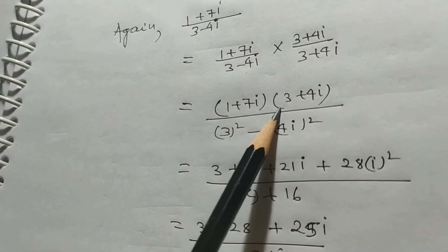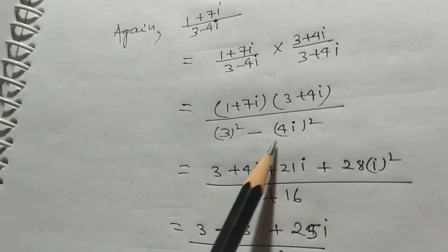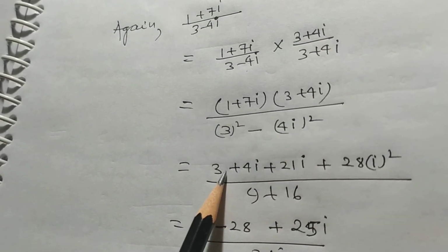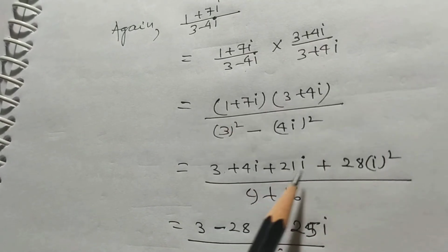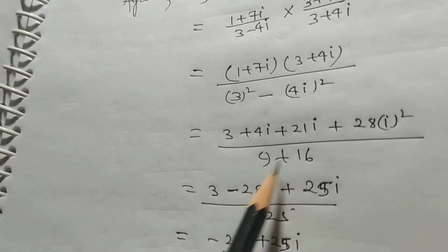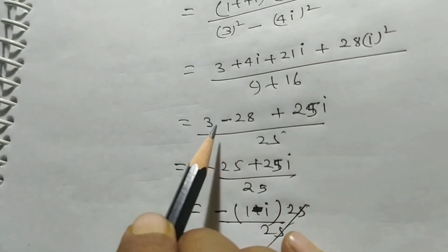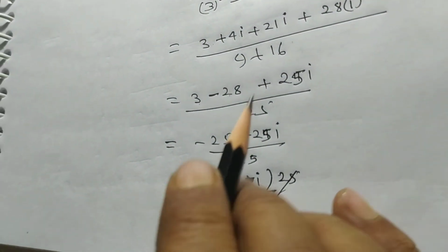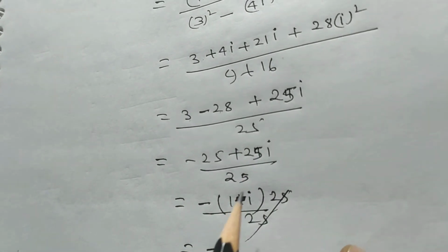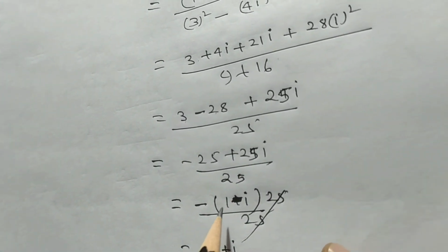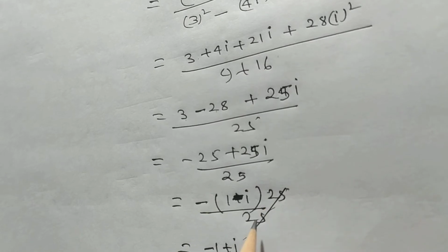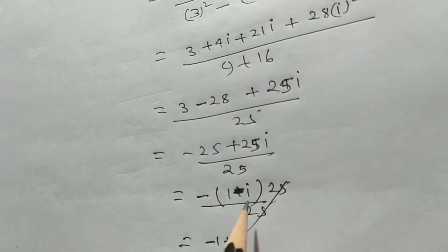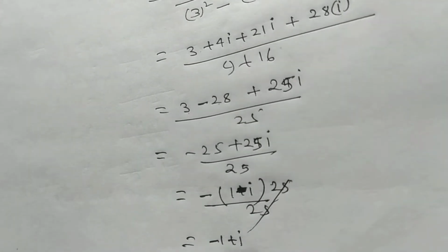1 plus 7i over 3 minus 4i into 3 plus 4i over 3 plus 4i. 1 plus 7i into 3 plus 4i, over 3 square minus 4i square. 3 plus 4i plus 21i plus 28i square, over 9 plus 16. That is 3 minus 28 plus 25i by 25. This is minus 25 plus 25i by 25, and after taking common, minus 1 minus i, 25 by 25. So it is minus 1 plus i.